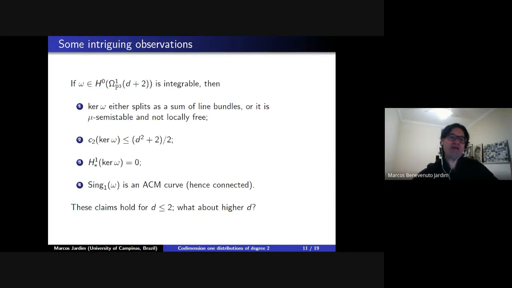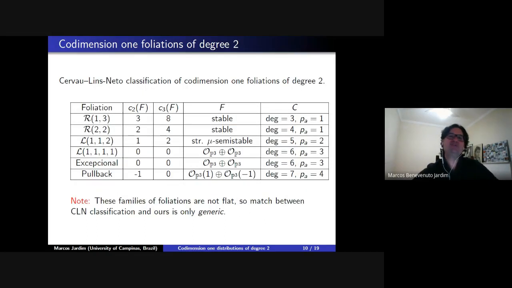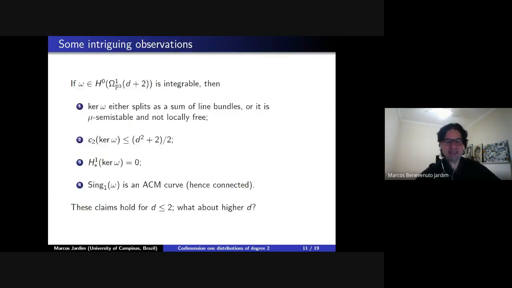So in comparing the classification of foliations in low degree and the classification of distributions of low degree, I like to point out the following, what I call intriguing observations. The first is that these claims that I'm making here in these slides hold up to degree 2. And I have no idea what happens for higher degree.